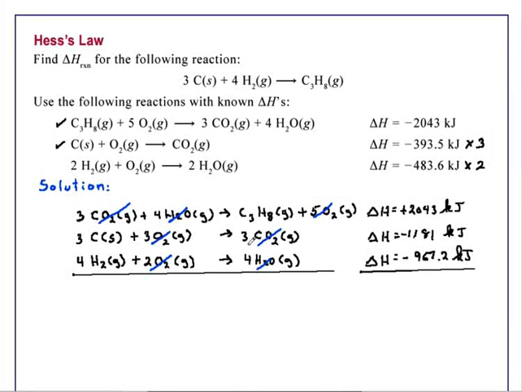And we are left with 3 carbons, solid, plus 4 hydrogens, gaseous, reacting to form C3H8 gaseous. So if we sum these delta H's, that will be the enthalpy of reaction for the desired equation, and that is minus 105 kilojoules.